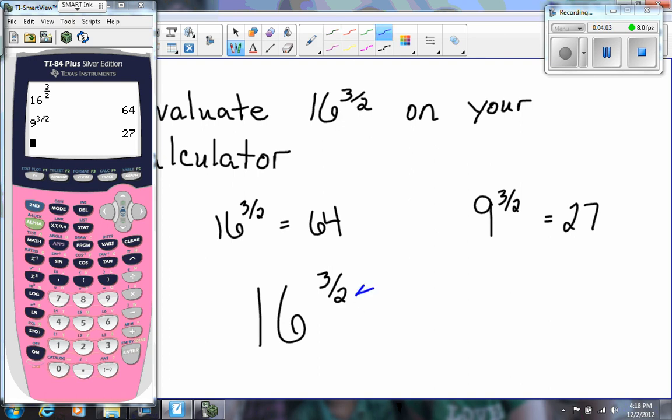This 2 tells you to take a root. In this case, it's a square root because it was a 2. And the 3 tells you to raise it to a power. So these are numbers we're familiar with. If you take the square root of 16, you get 4. And if you raise 4 to the third power, you get 4 times 4 times 4, which is 64. Similarly, this is a root. Remember, roots are in the bottom, like a root cellar. This is the power.